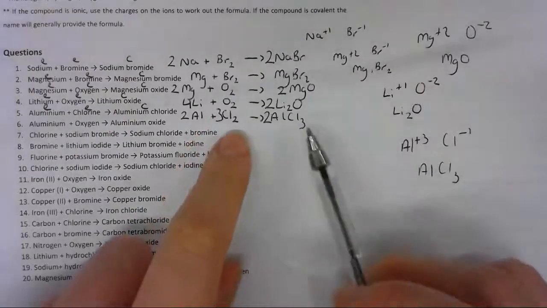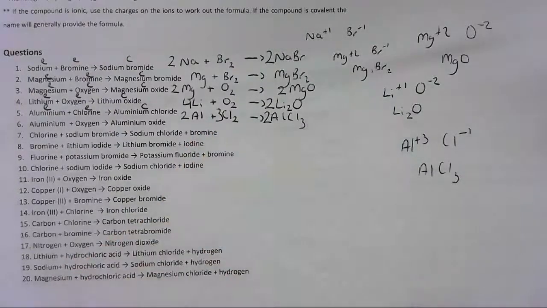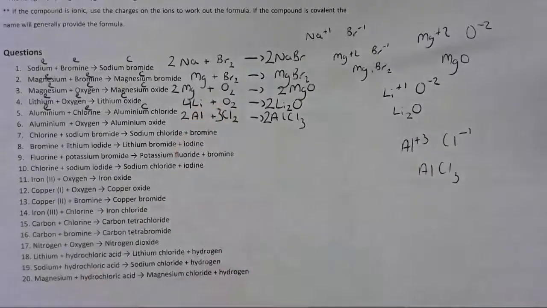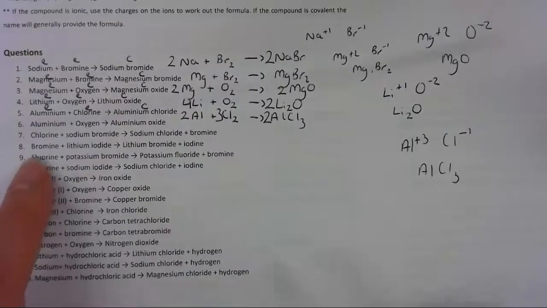Okay, so in order to balance this one, I asked myself, what's the lowest number they will both divide evenly into? The answer was 6, and I needed to make sure I had 6 chlorines on each side. I'm just going to do one more because this one's slightly different. I'm going to do number 8.